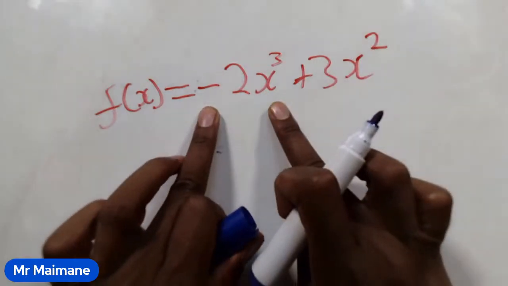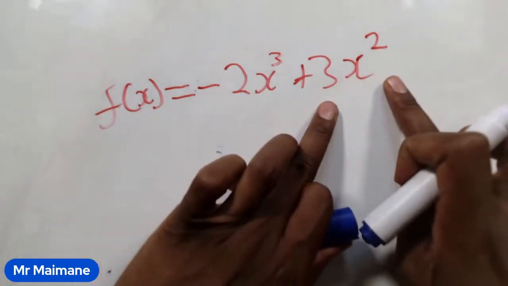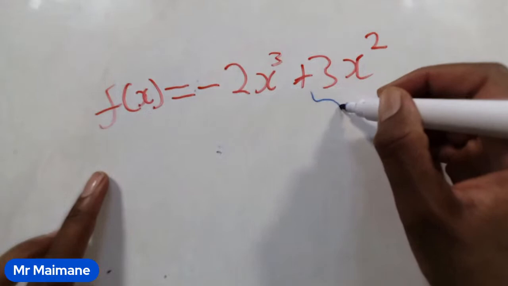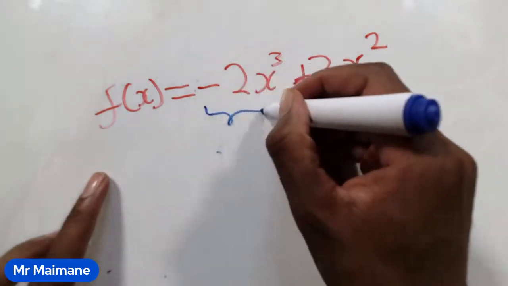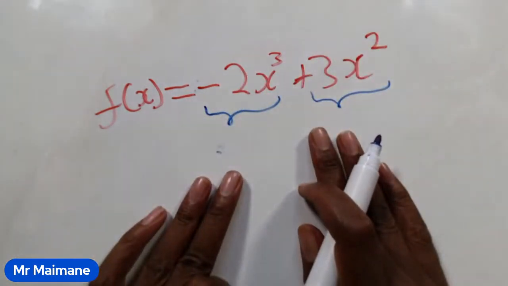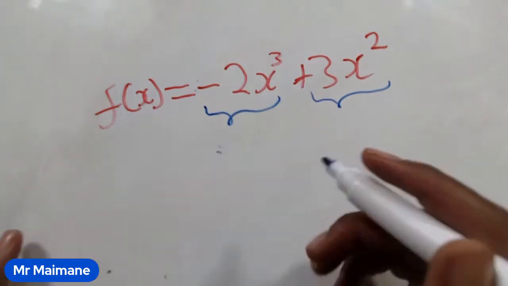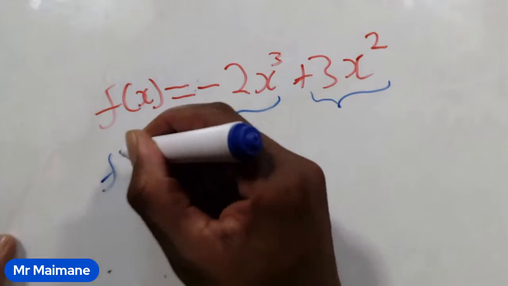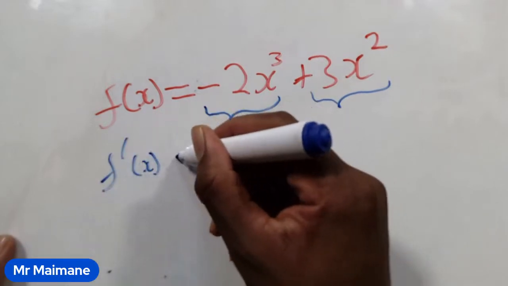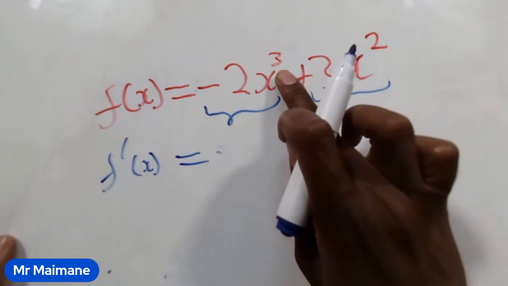And then the very same rule. You think of this term as a term of its own, and you think of this term as a term. So we have two terms, this one and this one. And then how we do it is we differentiate the terms individually. So this is how it's done. F prime x is going to be, for the first one, the exponent is 3.